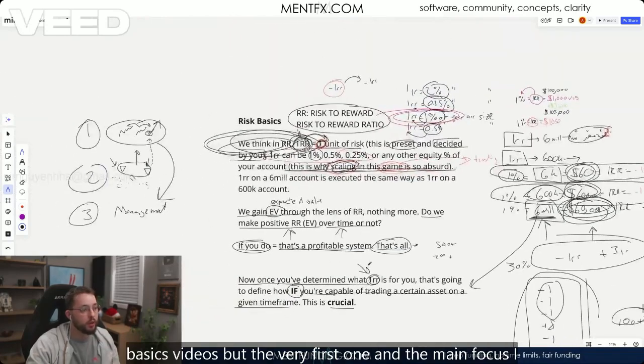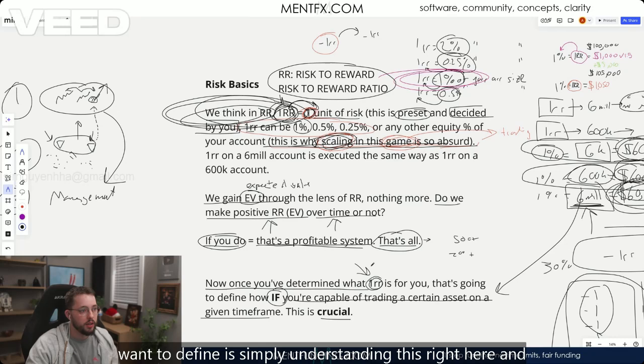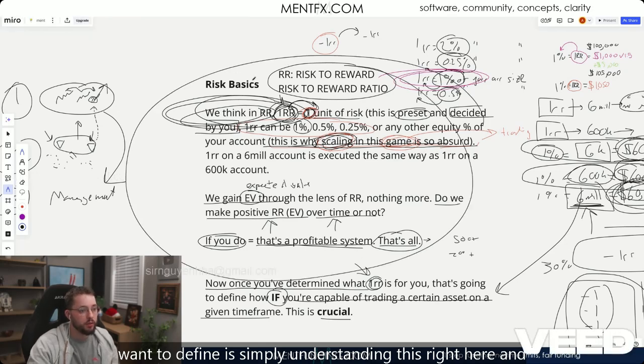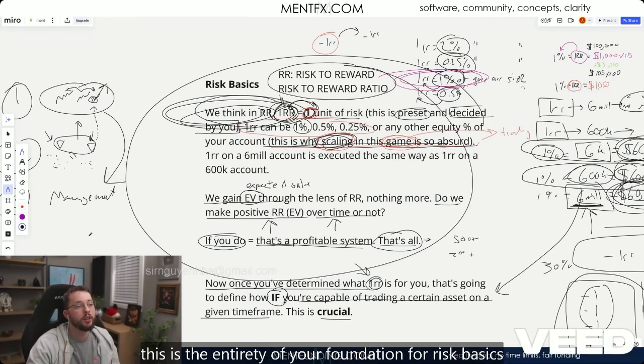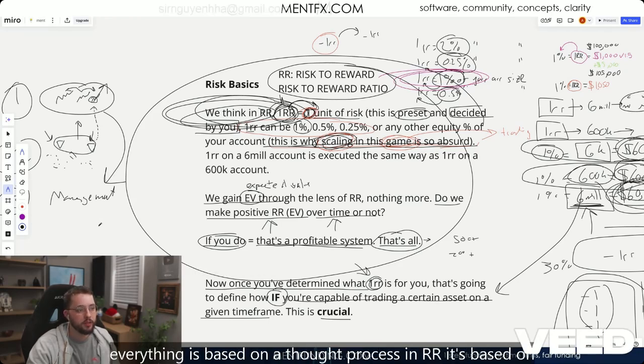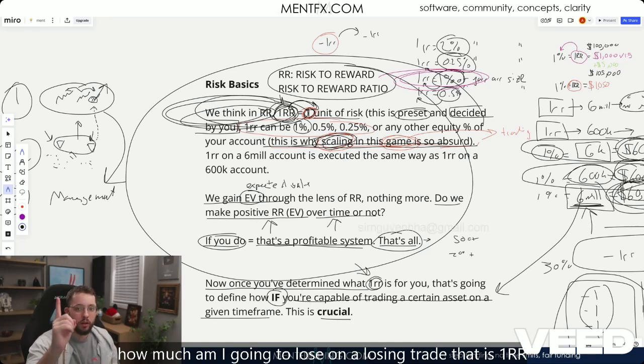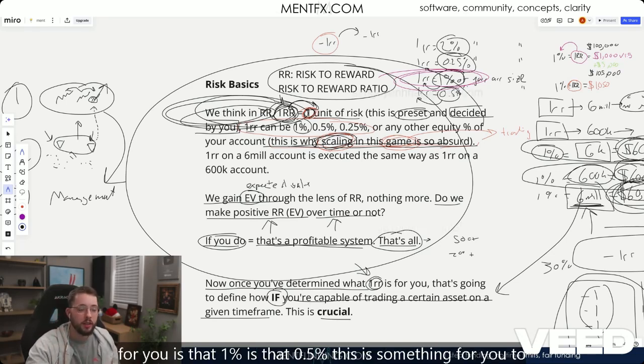But the very first one, and the main focus I want to define, is simply understanding this right here. This is the entirety of your foundation for Risk Basics. Everything is based on a thought process in RR. It's based on how much am I going to lose on a losing trade. That is 1RR for you. Is that 1%? Is that 0.5%? This is something for you to determine.